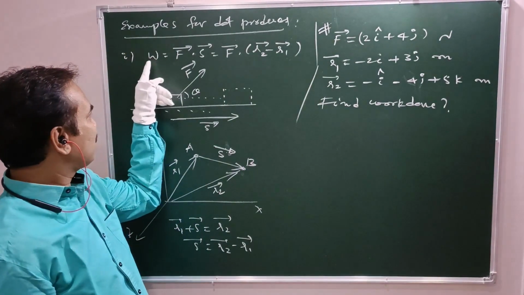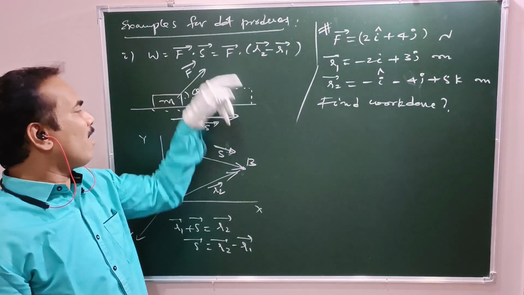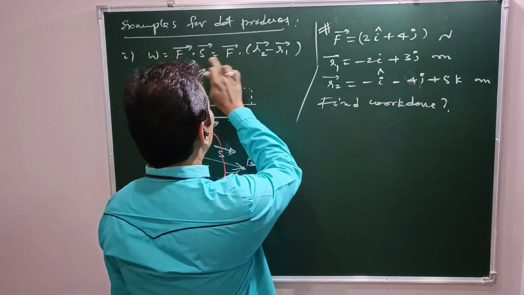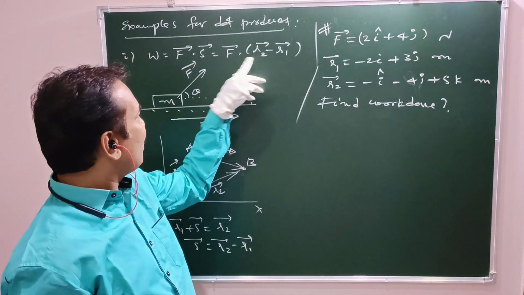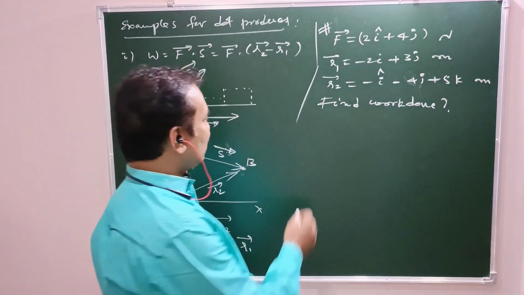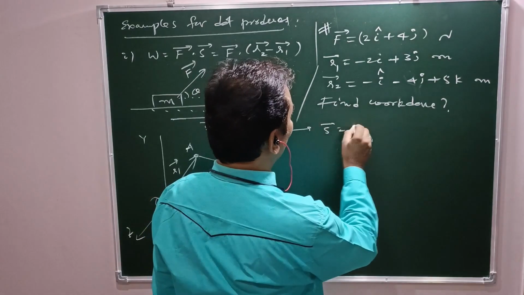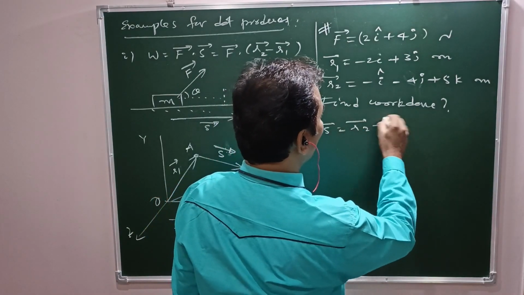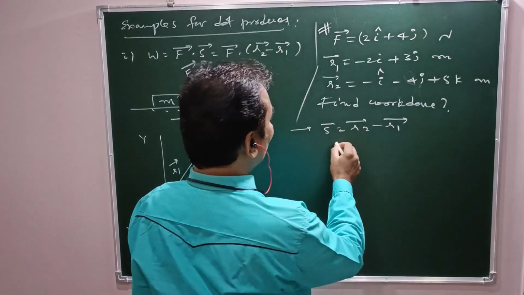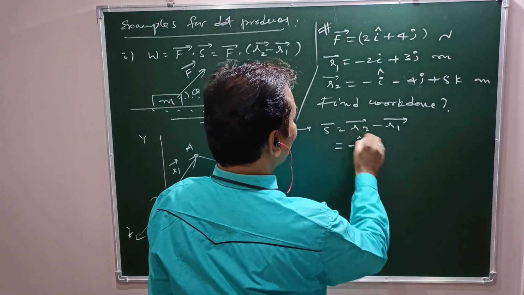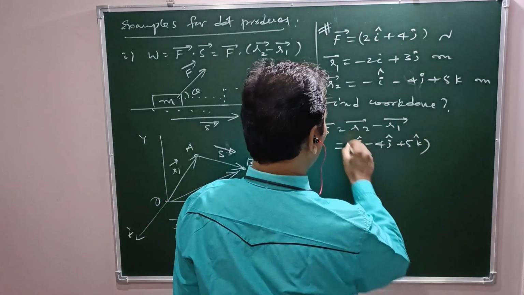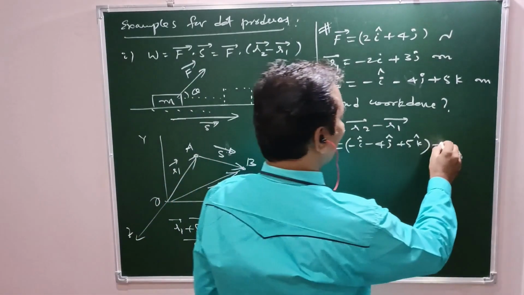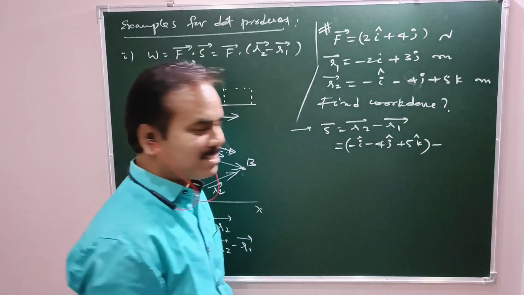See, what is the expression? Work done is given by F bar dot S bar. S bar equals R2 bar minus R1 bar. So before that we need to find S bar initially. S bar equals R2 bar minus R1 bar. Now, what is R2 bar? Minus i minus 4j plus 5k. Minus, what is R1 bar? Minus 2i plus 3j.